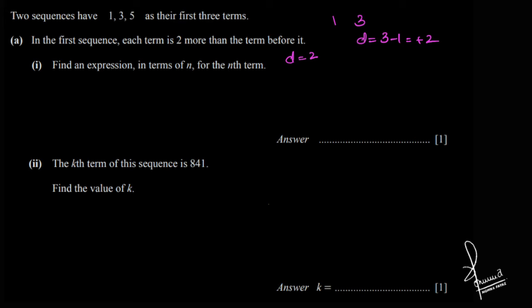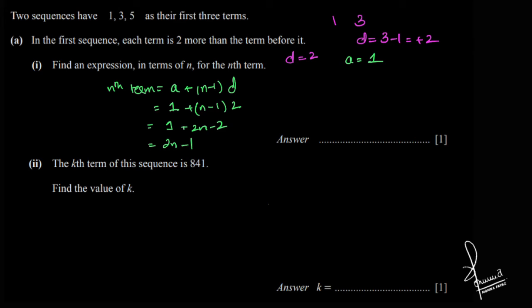उसके बाद A will be equal to 1, because the first three terms are 1, 3 and 5, and you want to calculate an expression for n. Like we said, इस पे आप n को नहीं चढ़ेंगे. So the formula is nth term is equal to A plus n minus 1 into D. A आपके पास है 1, n minus 1, and common difference D is 2. I'm opening the bracket, 2n minus 2. The final answer should be 2n minus 1. So an expression for the nth term of the sequence is going to be 2n minus 1.